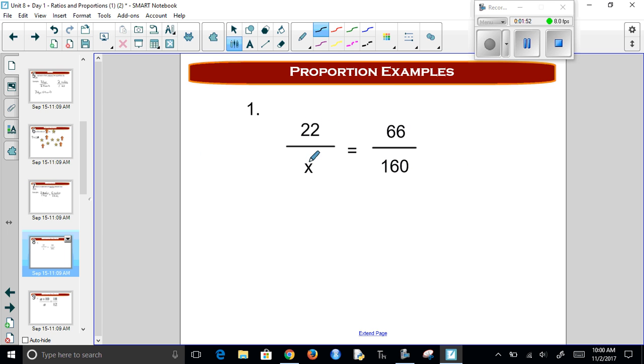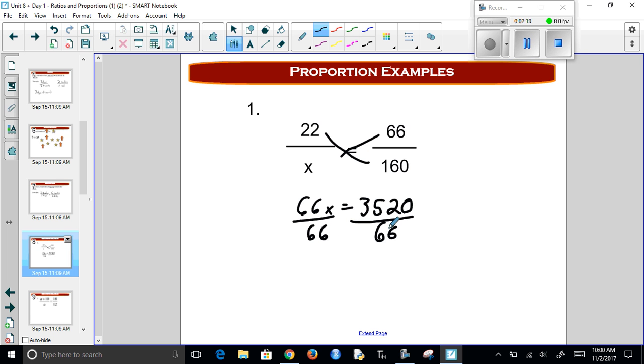Now, when we're solving proportions, lots of teachers teach different methods. Some cross multiply and divide. What I like to do is teach to cross multiply first. So we have 66x equals 22 times 160. That answers 3,520. And now the last step is to divide.